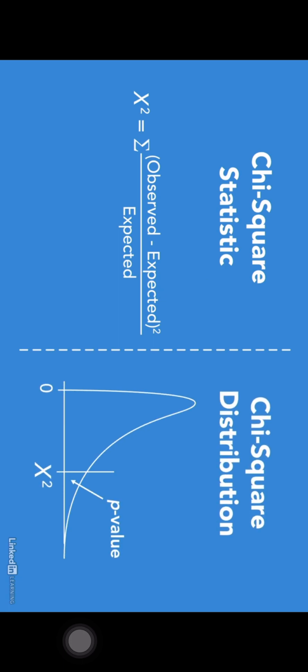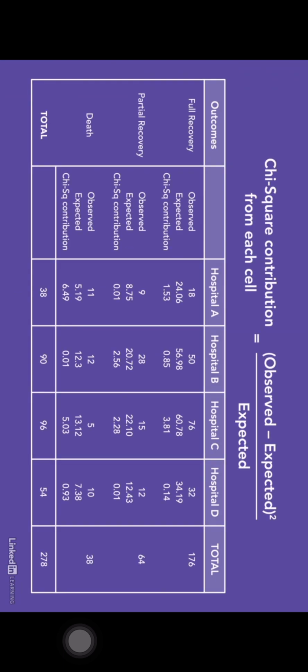The test for independence is based on the chi-square statistic and the chi-square distribution. The chi-square formula is shown here along with the chi-square distribution curve. Minitab will calculate the chi-square statistic for you, and the corresponding p-value will be displayed in your output. To calculate the chi-square statistic for our hospital example, we add up all the chi-square contributions from each cell to obtain the chi-square statistic for the test.